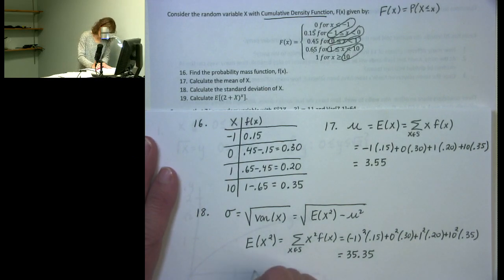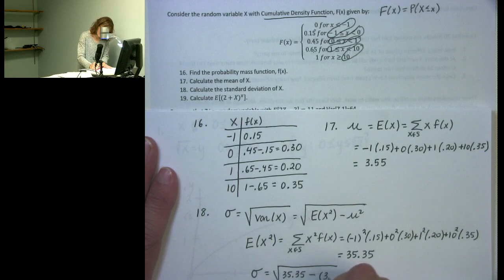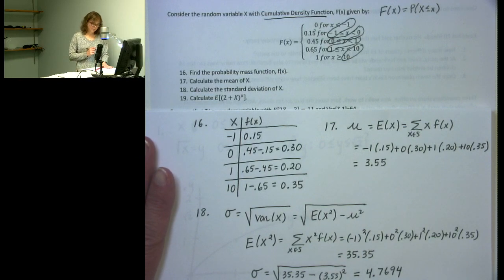Now my standard deviation is going to be the square root of the expected value of x squared, 35.35, minus the mean, 3.55, squared. And that whole thing, once I put it in the calculator, will come out to 4.7694 once it's rounded to 4 decimal places.